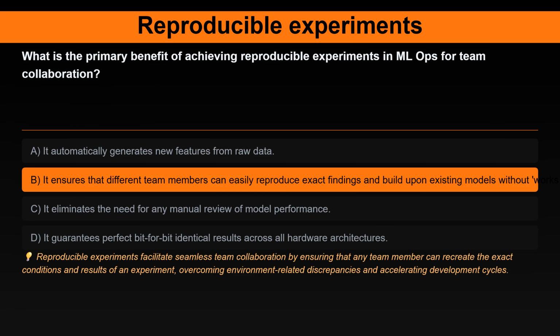The correct answer is it ensures that different team members can easily reproduce exact findings and build upon existing models without "works on my machine" issues. Here's the explanation. Reproducible experiments facilitate seamless team collaboration by ensuring that any team member can recreate the exact conditions and results of an experiment, overcoming environment-related discrepancies, and accelerating development cycles.